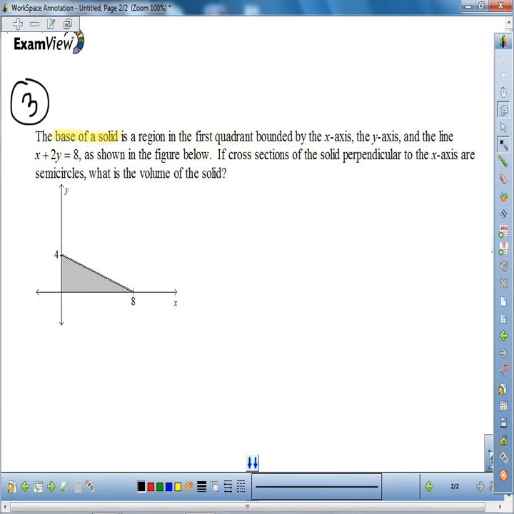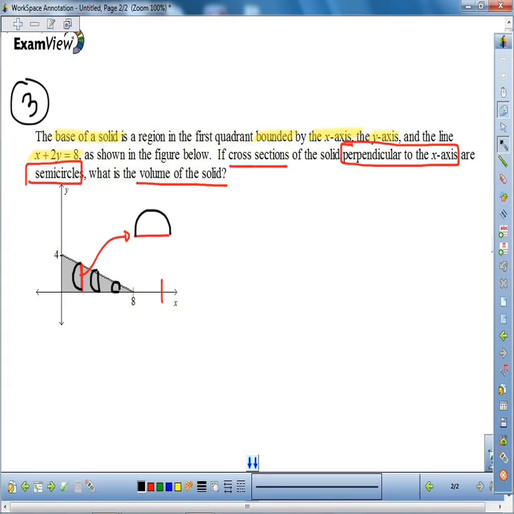So in number 3, they want us to find the volume, and we're given that the base of a solid is bounded by the x-axis, the y-axis, and the line x plus 2y equals 8. They also tell us that the cross-sections perpendicular to the x-axis are semicircles. So perpendicular to the x-axis means that my strips are going to be vertical instead of horizontal, and because they're semicircles, on top of this base is going to be a bunch of semicircles.